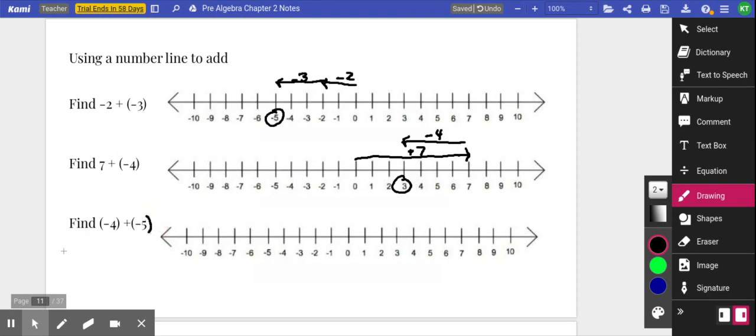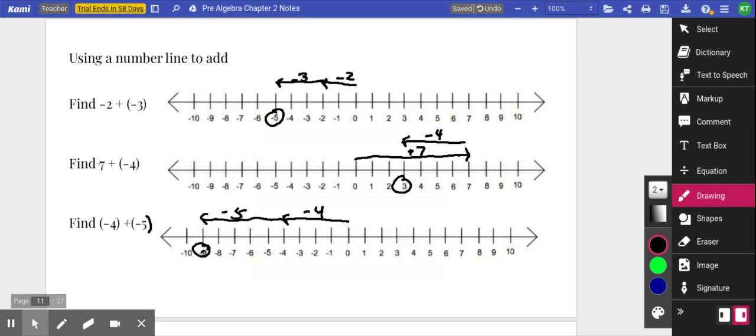Missing a parenthesis there. -4 plus -5. So again, if I start at 0, right, I do my -4 first, and I go 1, 2, 3, 4, 5. Right, gets me to -9 as my solution.